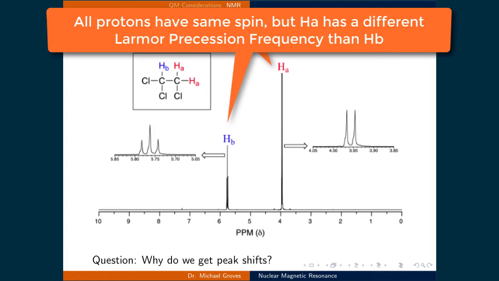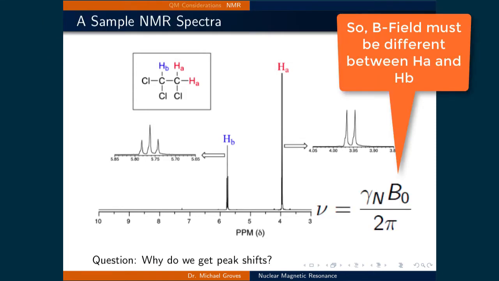Even though this spectra is coming from the protons, and they all have the same total intrinsic spin, the protons labeled HA have different Larmor precession frequencies than those of HB. Recall how we quantified the Larmor precession frequency, and that it was equal to the gyromagnetic ratio times the magnetic field divided by 2 pi. Since the gyromagnetic ratio is the same for all the protons, then the magnetic field must be different for protons labeled HA and HB, which will explain the two peaks.